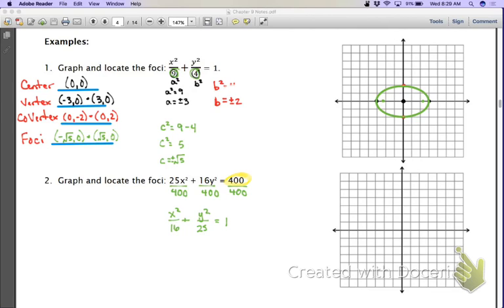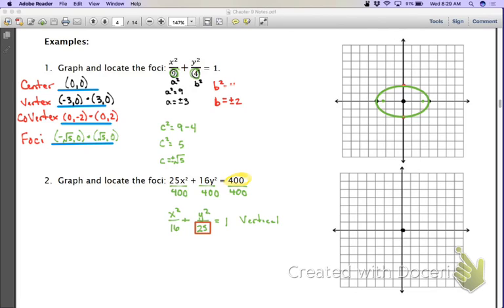Now in this case, since 25 is bigger than 16, is it going to be a horizontal ellipse or a vertical? It's going to be vertical, because of the 25. So that means it's going to be vertical. Always pay attention to where everything fits. Center is still going to be at 0, 0.